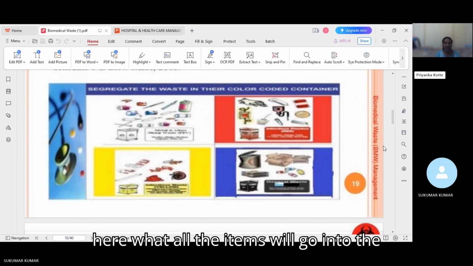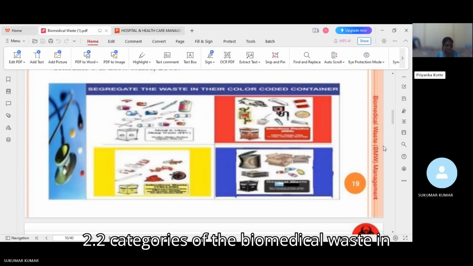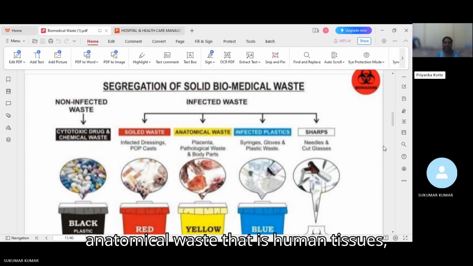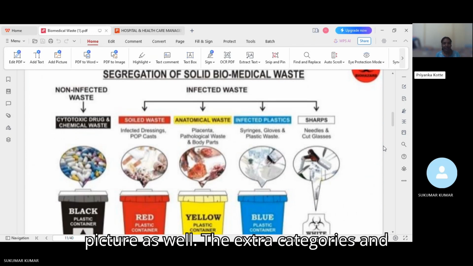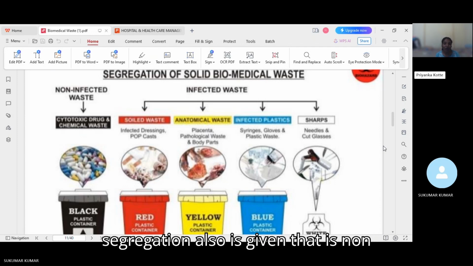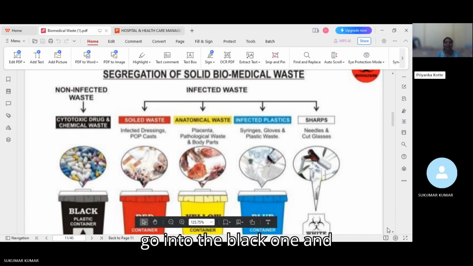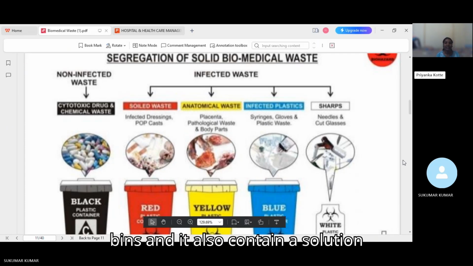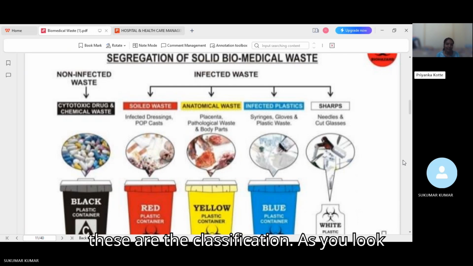So I'll just list down here what all the items will go into the yellow. Number one, it is there in 2.2 categories of the biomedical waste on page number 17 in your textbook. Human anatomical waste, that is human tissues, organs, you can see in the second picture as well. The extra categories and segregation are also given, that is non-infected waste, which includes the cytotoxic drugs and chemical waste, should go into the black one. And you can see the white bin, which is smaller compared to all other bins, and it also contains a solution called sodium hypochlorite solution. So these are the classifications.